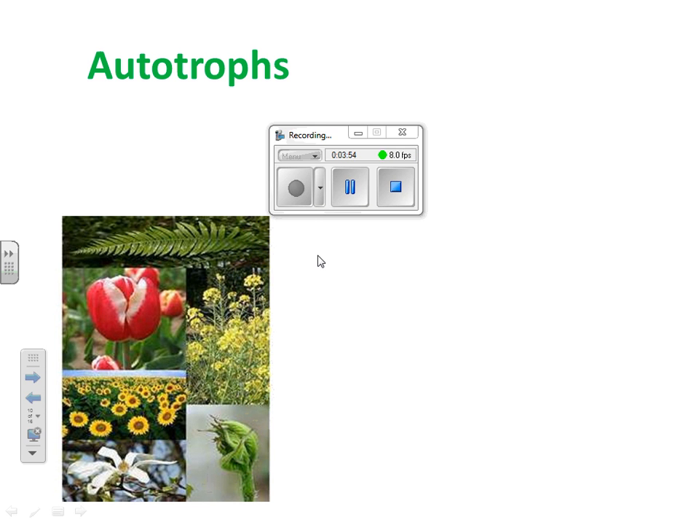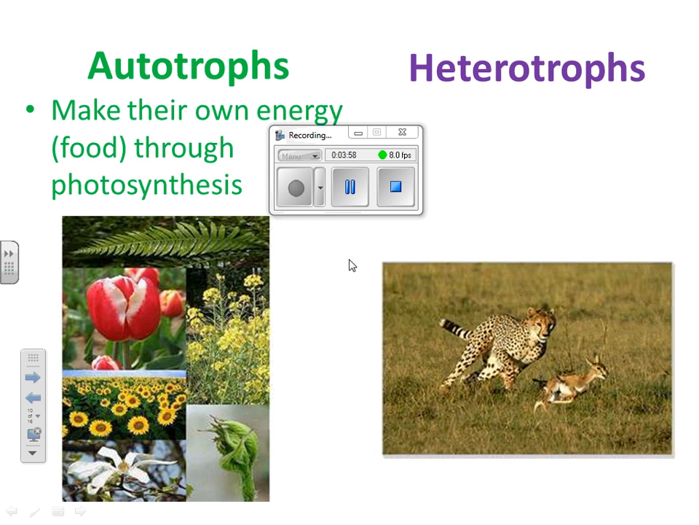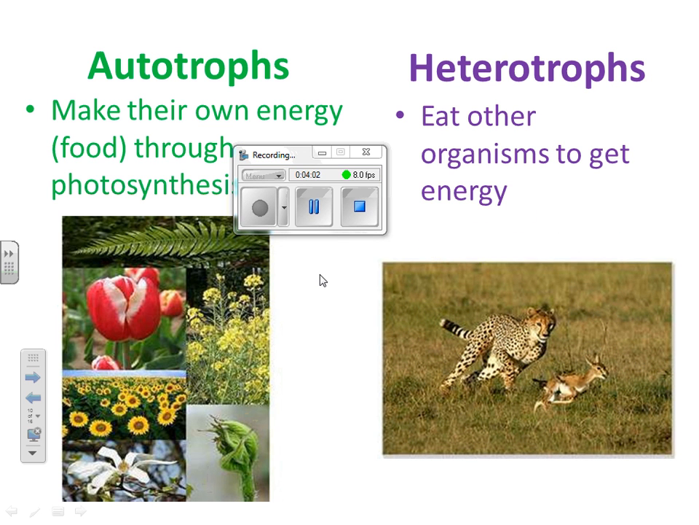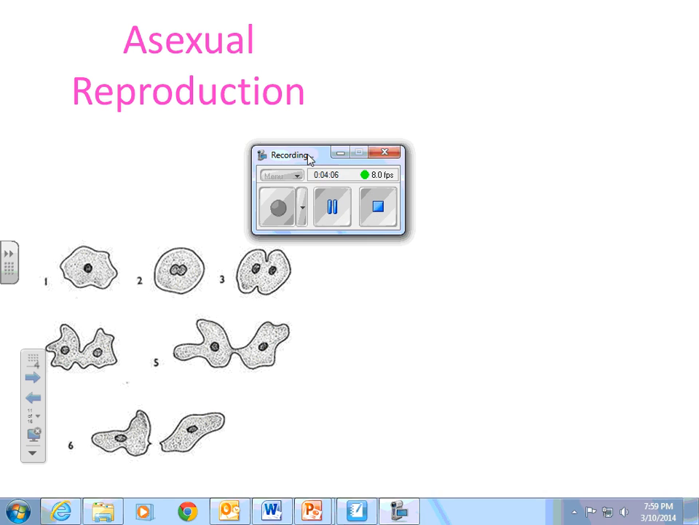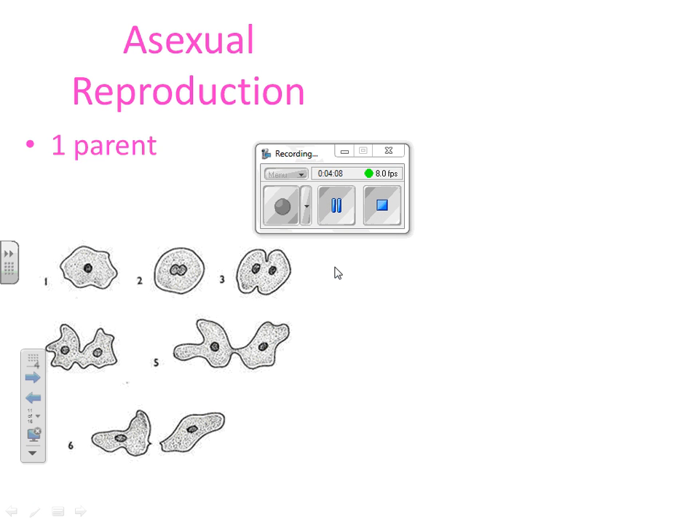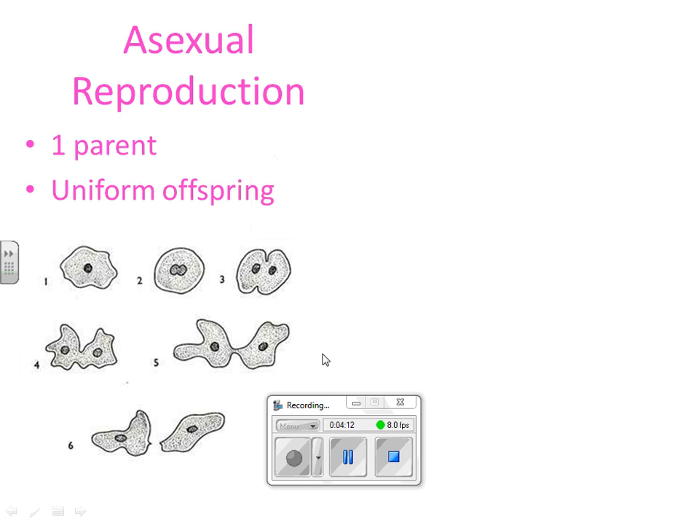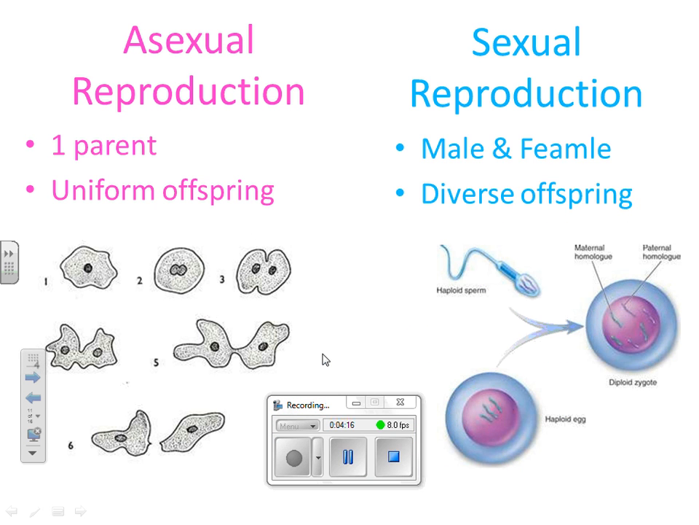Autotrophs automatically make their own food through the process of photosynthesis. Heterotrophs, like us, have to eat or hunt to get energy. Asexual means you start with one parent and you will end up with uniform offspring. Sexual reproduction must have male and female, and it creates diverse or unique offspring.